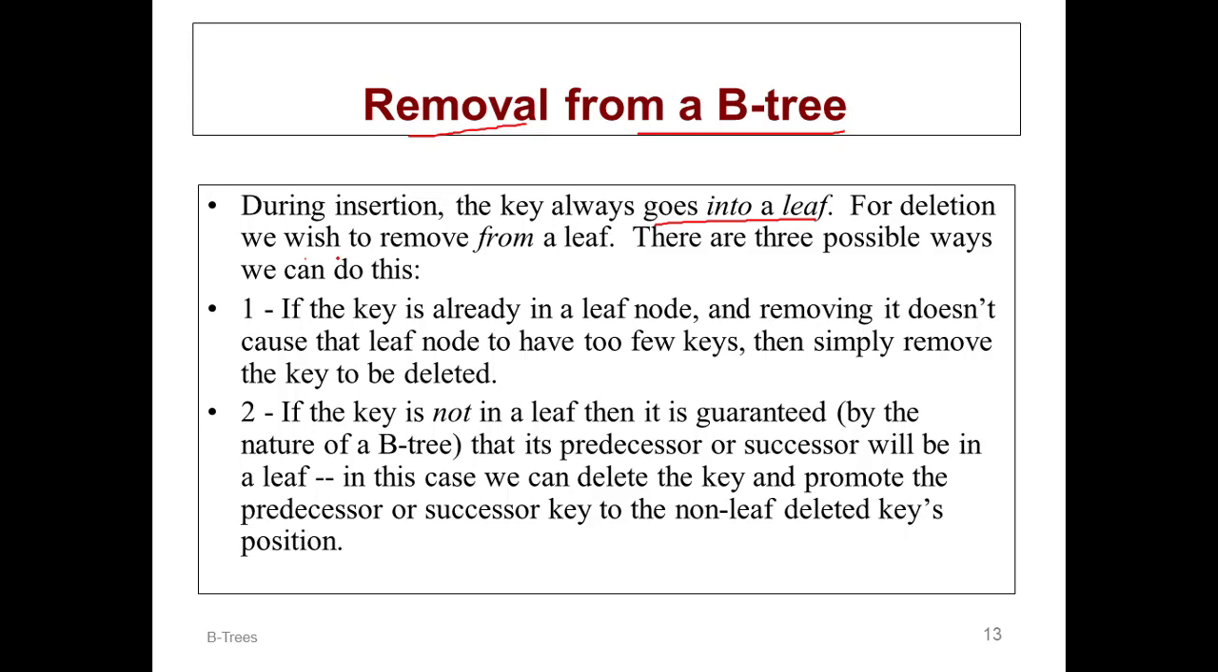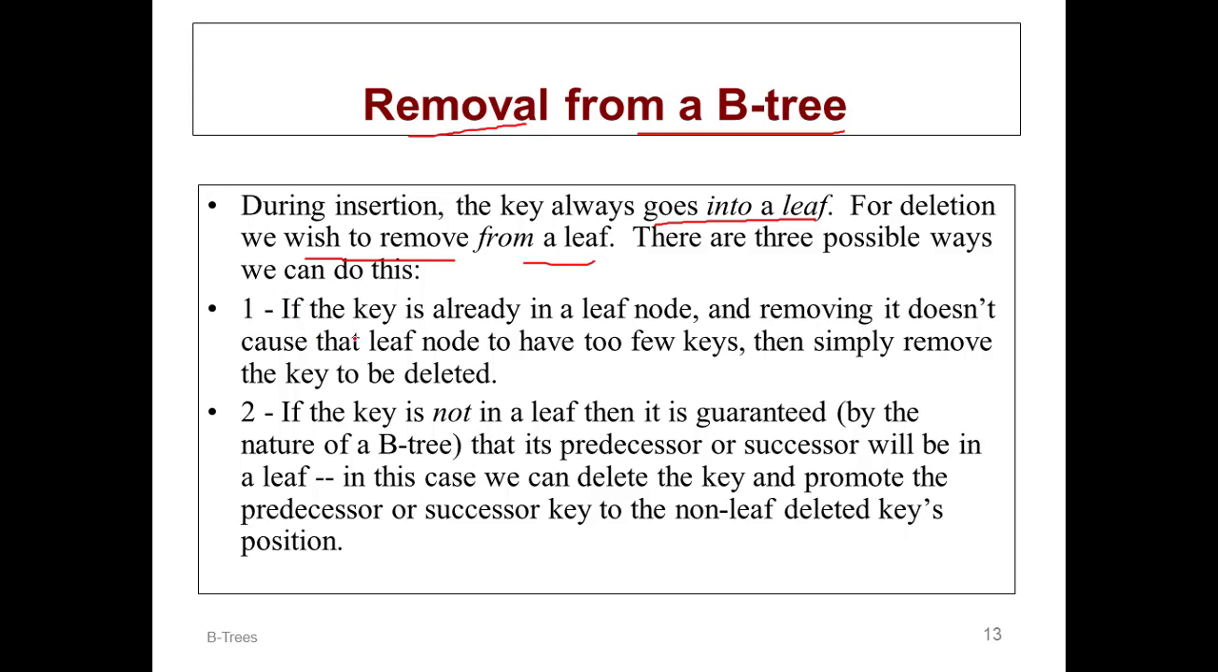For deletion, we wish to remove from the leaf. So whenever there is a value to be deleted, we must delete it from the leaf. Here it could be a question that if the value to be deleted is in a non-leaf node, then how will it work. We will select some value from the leaf, promote it to the desired location, and delete the value which is in the non-leaf. So there are 3 possible ways we can achieve this target.